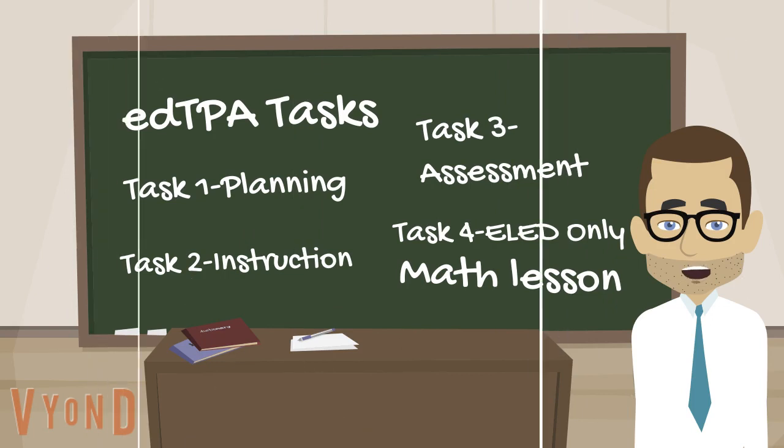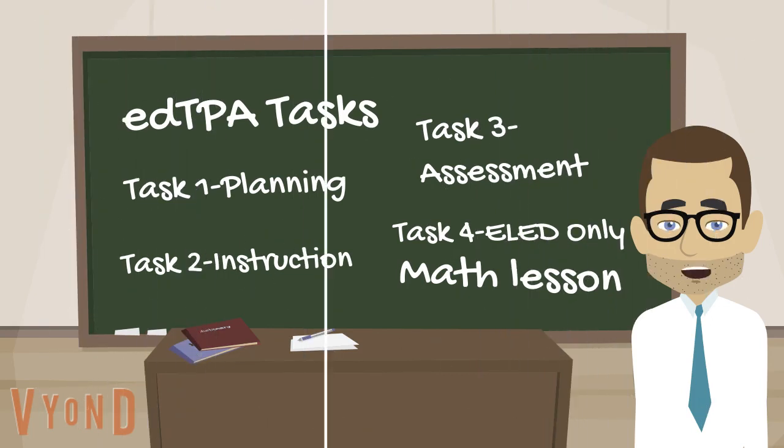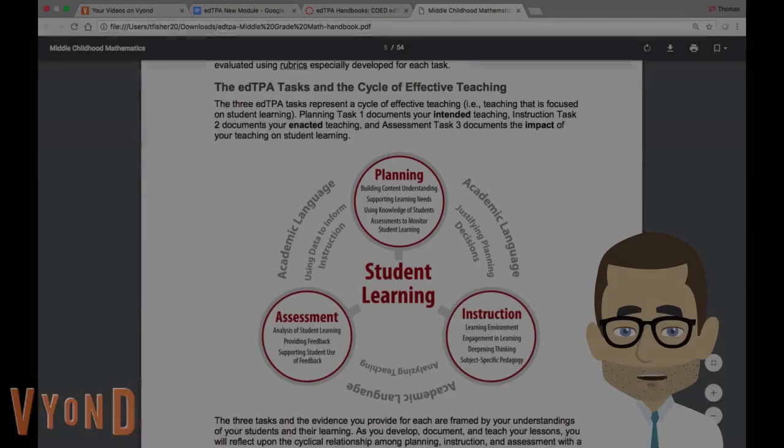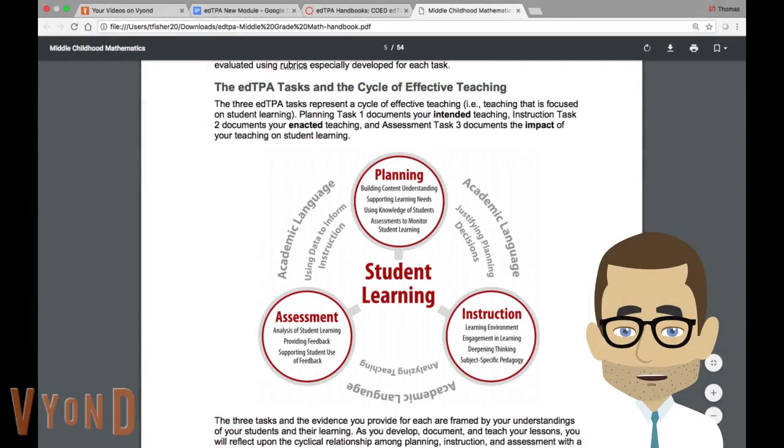So if you have an elementary education candidate working in your classroom, by all means discuss with them this additional task. Right behind me here you can see a great visual that ties together the entire product. This is the edTPA cycle of effective teaching, and you can see those 3 components or tasks all working together.